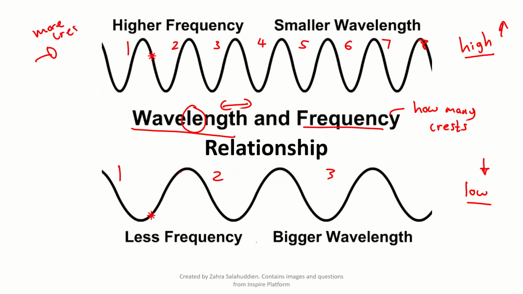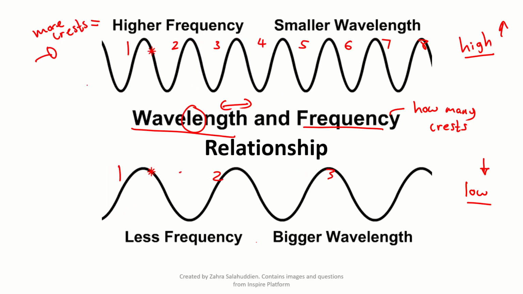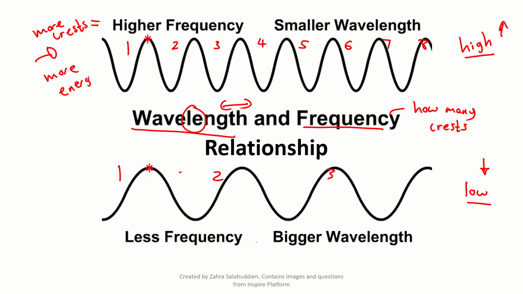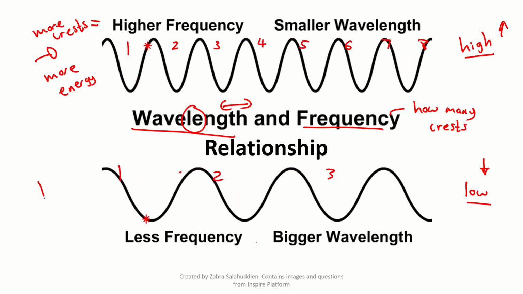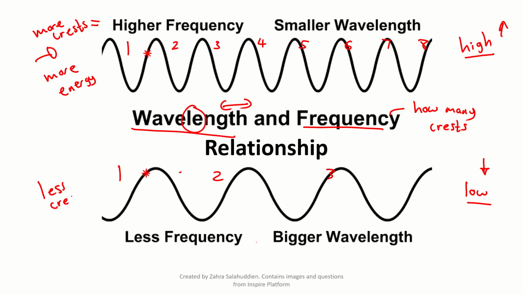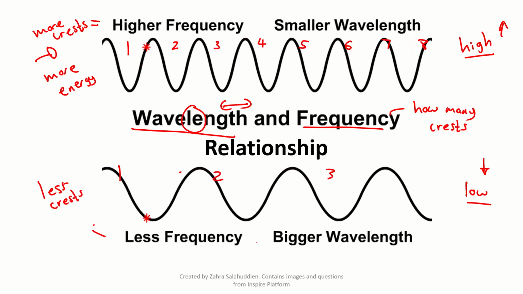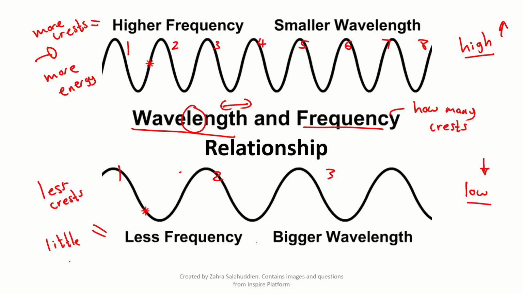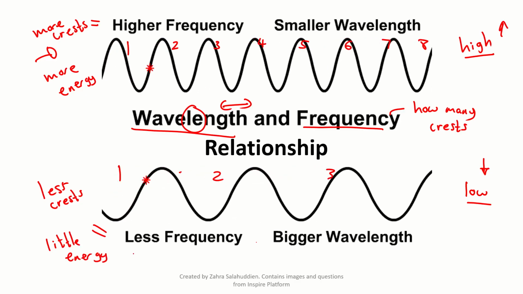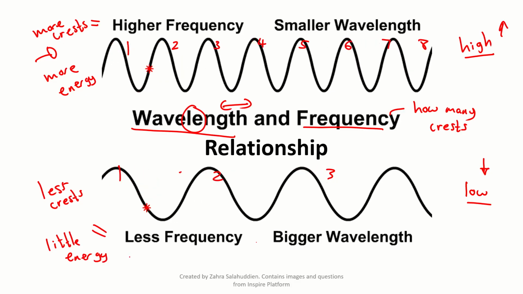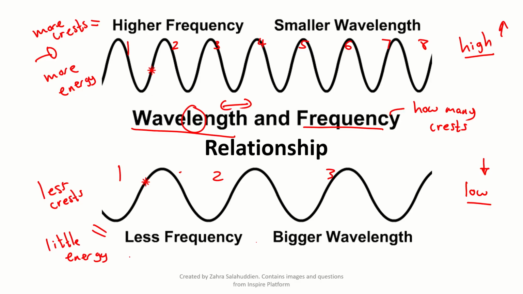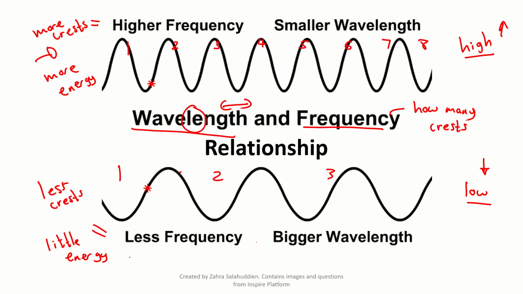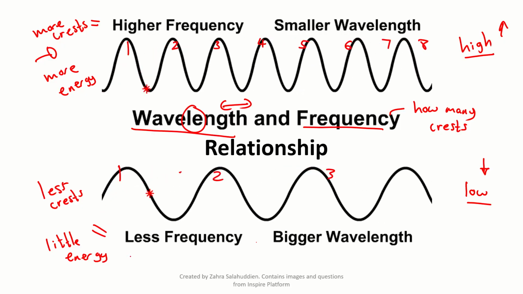So I have more crests. If I have more crests, I have higher frequency. This just means I have more energy and am able to make more crests. This one has less crests, and that means it has lower frequency. I have little energy. So the speed is the same, but the energy is different. The higher frequency means it can make more crests, it has more energy. Lower frequency just means that it can make less crests and it has little energy.